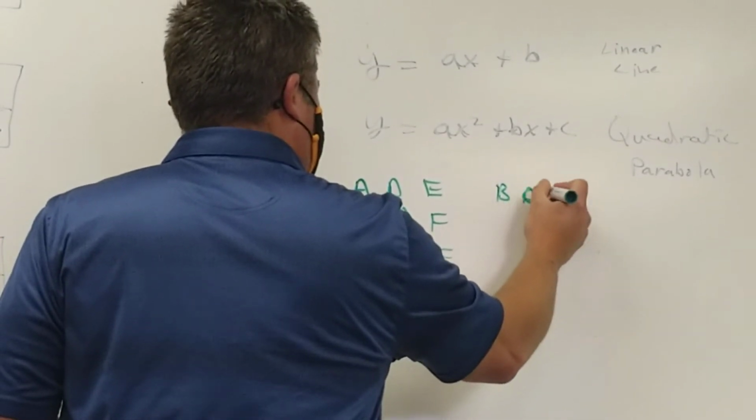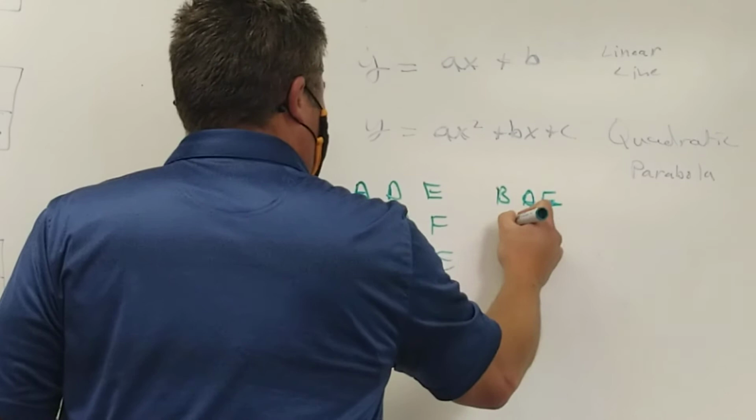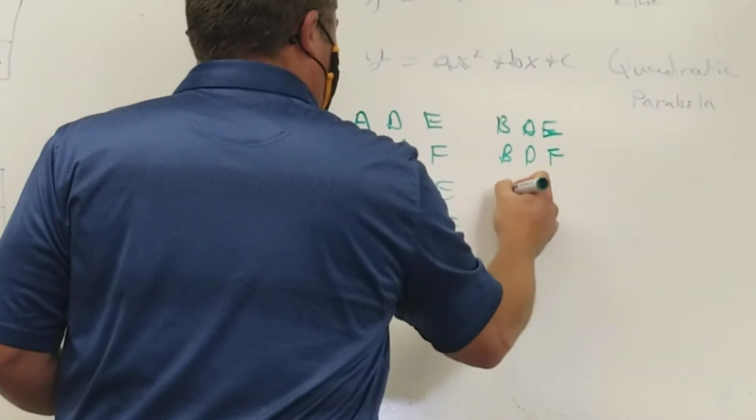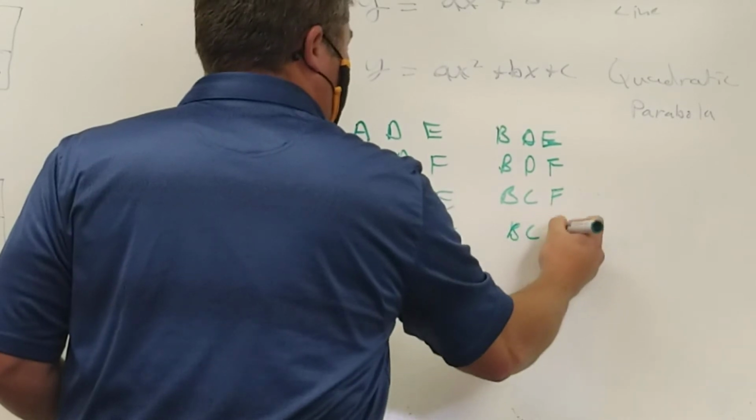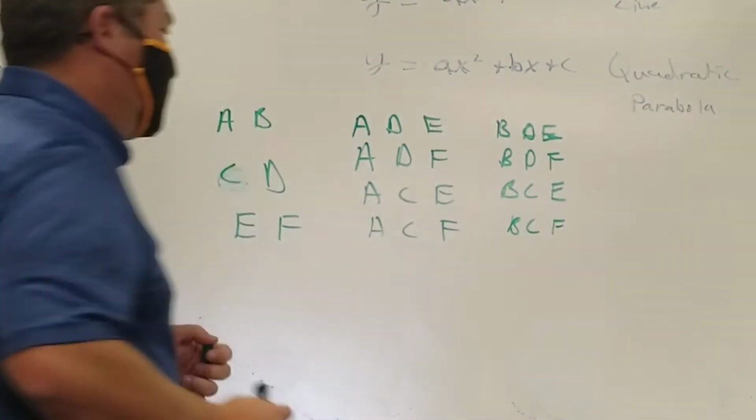B, D, E, right? B, D, F, B, C, E, and B, C, F. Sorry, I keep doing my E's and F's wrong.